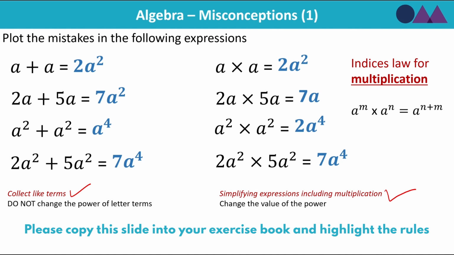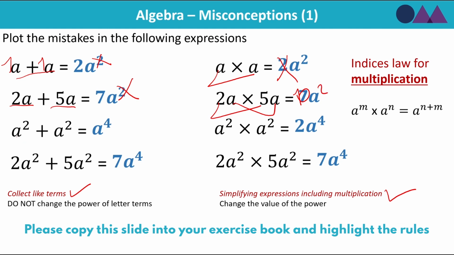Let's start with the first one, which is a plus a. When you collect like terms, don't change the power of letter terms. Therefore, it will be 1a plus 1a, just 2a. However, when you multiply a times a, it will be a squared. When you collect like terms, 2a plus 5a, don't change the power of the letter term. So the answer is just 7a. When you multiply them, multiply the number terms, which is 10, and a times a makes a squared.